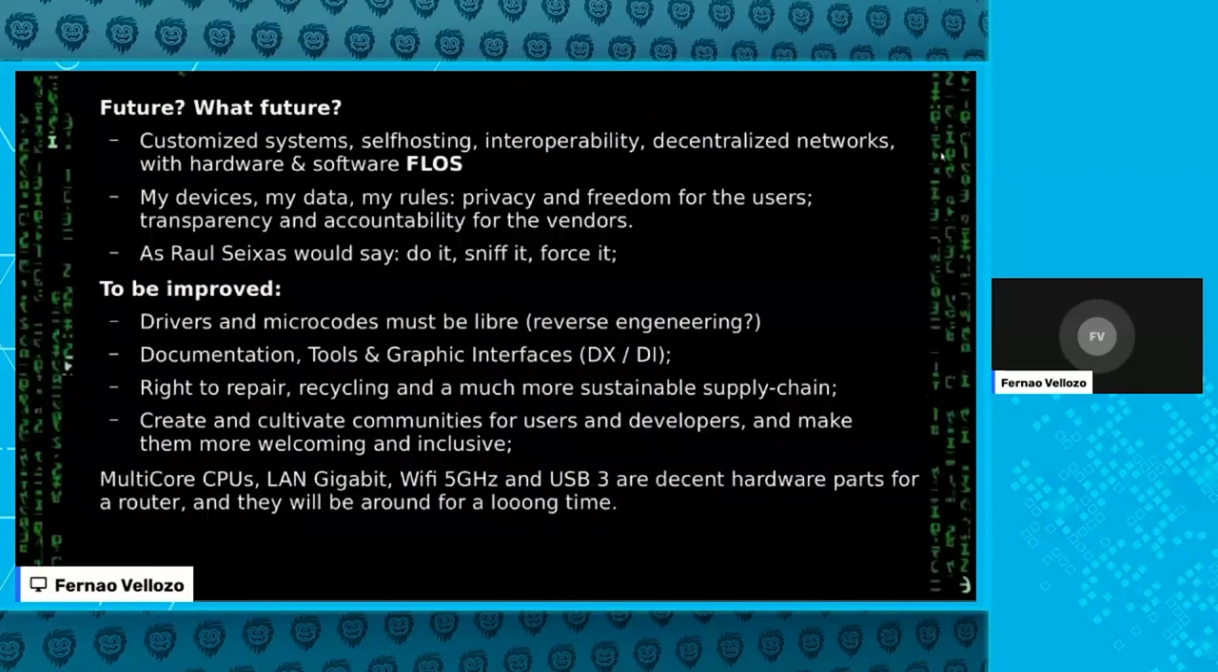And this device, we're talking about ancient devices, but there are the evolution of those devices that will be multi-core CPUs, gigabit LAN, and Wi-Fi, more powerful Wi-Fi, and USB 3. So these are decent hardware parts, and they will be around a long time, because as of 2022, we are having supply shortages of processors, of boards, and all that. So we should be valuing and extracting more of the hardware that we have available, and we don't need to take it for granted.